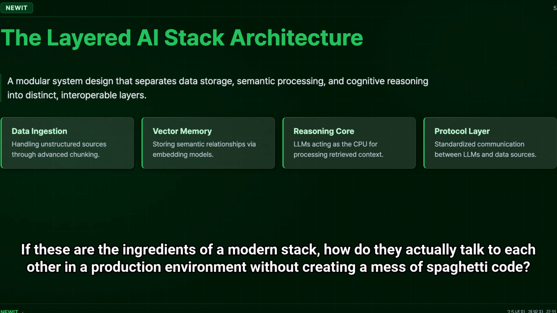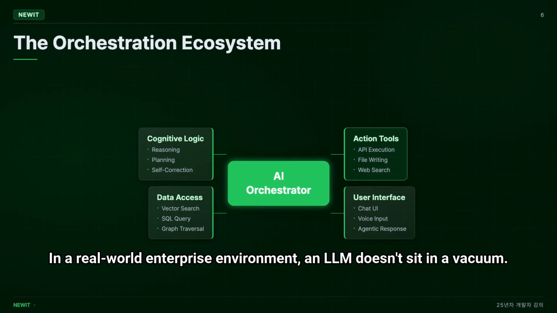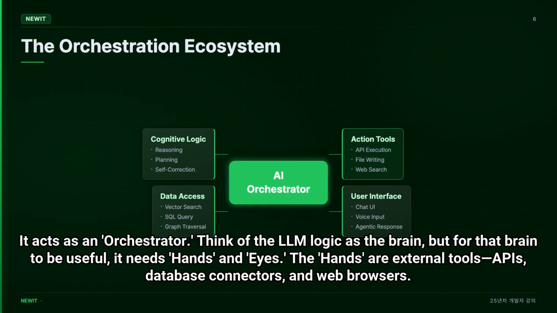If these are the ingredients of a modern stack, how do they actually talk to each other in a production environment without creating a mess of spaghetti code? In a real-world enterprise environment, an LLM doesn't sit in a vacuum. It acts as an orchestrator. Think of the LLM logic as the brain, but for that brain to be useful, it needs hands and eyes.